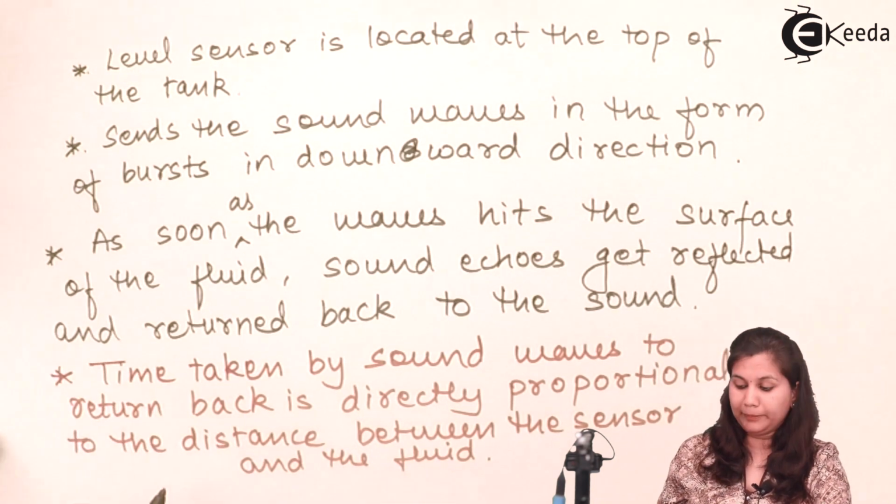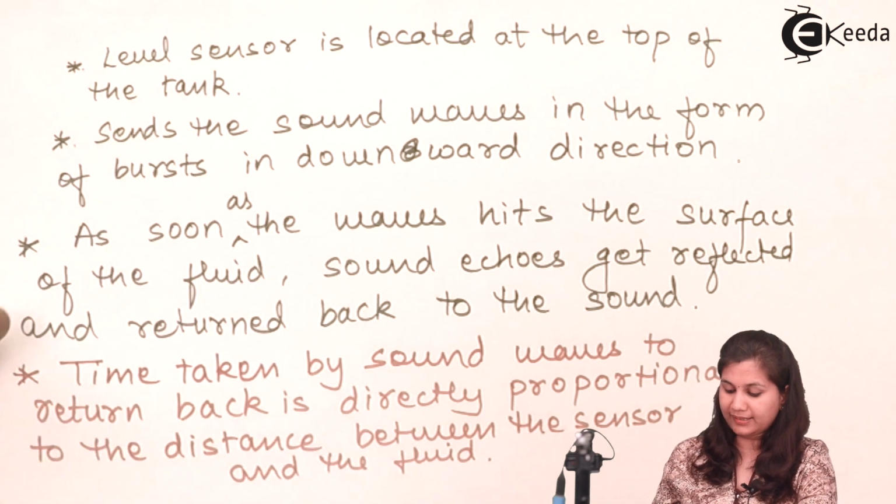Time is directly proportional to the distance between the sensor and the fluid, and the sensor measures the time duration, which is then used to find out the level of the liquid in the tank. When the tank is empty, more time is taken for the echoes to return to the sensor, and if it is filled with liquid, less time is taken. By comparing these two times we can find out the level of the liquid in the tank.